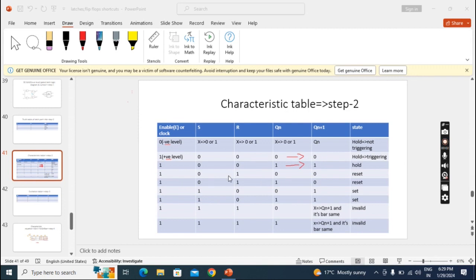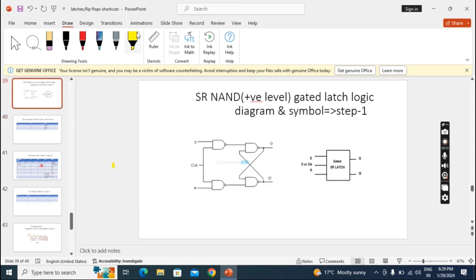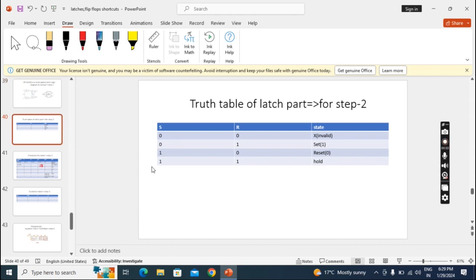Now we'll see the next condition. What happens when we apply S 0, R 1? We'll go to the diagram and check. Here I am applying 0 and here 1. Clock is 1. If any one input is 0, it will become 1 here. Below, both are 1, so it will become 0. So 1, 0 is going. When 1, 0 goes, what is the output? Reset. Reset value is 0.